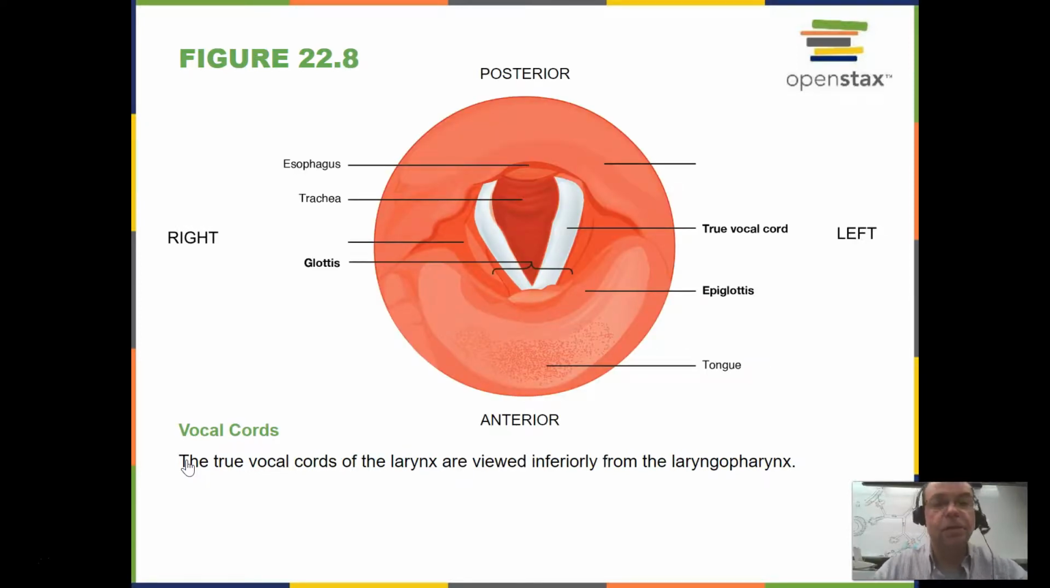Here is a view of the vocal cords, and so here we have posterior, anterior. So here are the vocal cords here. They form a V shape. And if you look through the vocal cords, we'll see the space. This is called the glottis. And here we can see the trachea, the rings of the trachea, and posteriorly there's the esophagus.